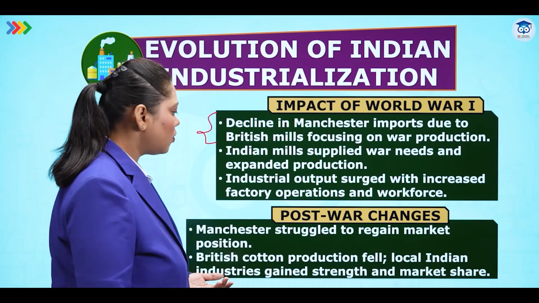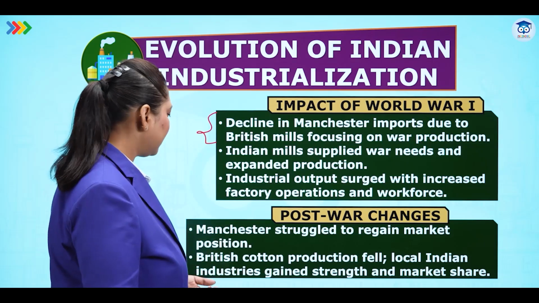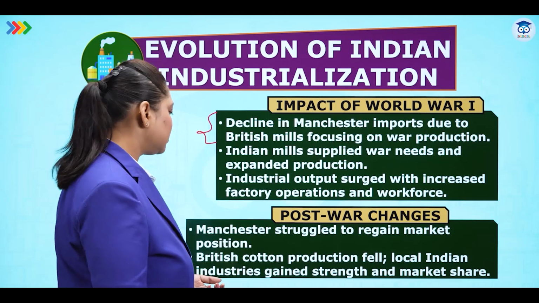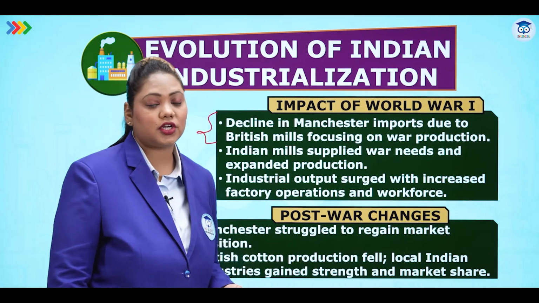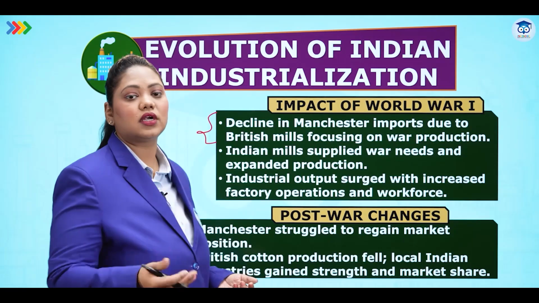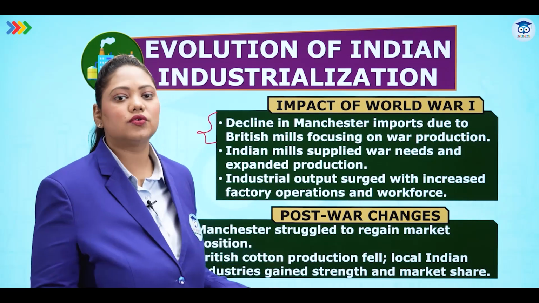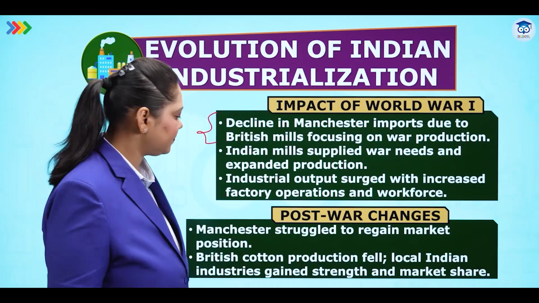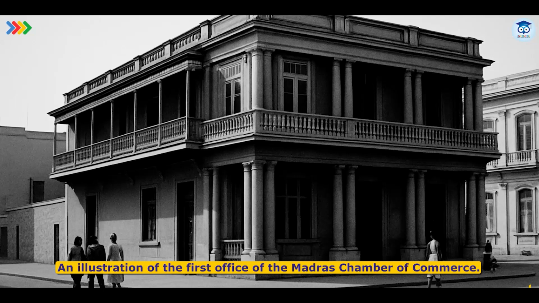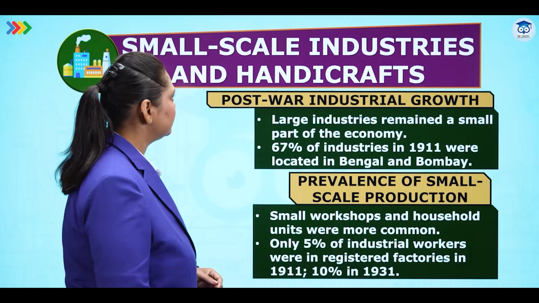Let's see what happened after war. Manchester struggled to regain market position. Britain cotton production fell. Local Indian industries gained strength and market share. Now, because Britain goods had fallen down, we got a boost in our markets so that we could supply more of cotton goods to the international trade. An illustration of the first office of the Madras Chamber of Commerce.